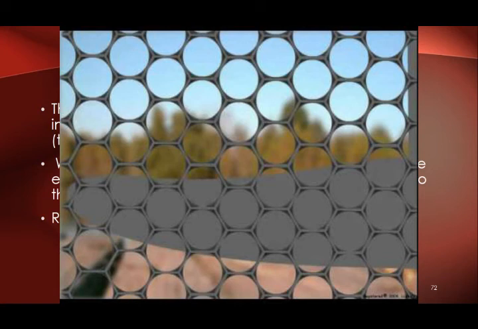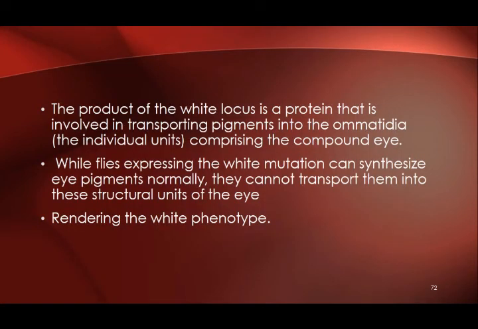So while flies expressing the white mutation can synthesize eye pigments normally, they cannot transport them into the structural units of the eye. I mean that these flies can actually create that red color, yellow color, or deep red, just like the wild type, but they are unable to move that color to the eyes. So the white eye phenotype is rendered.